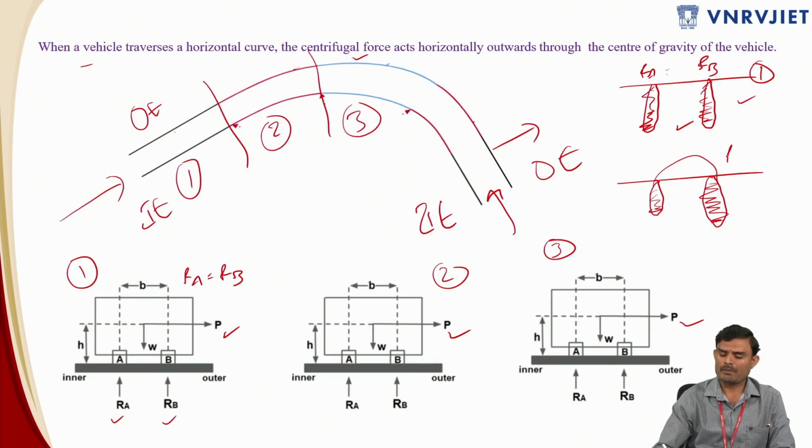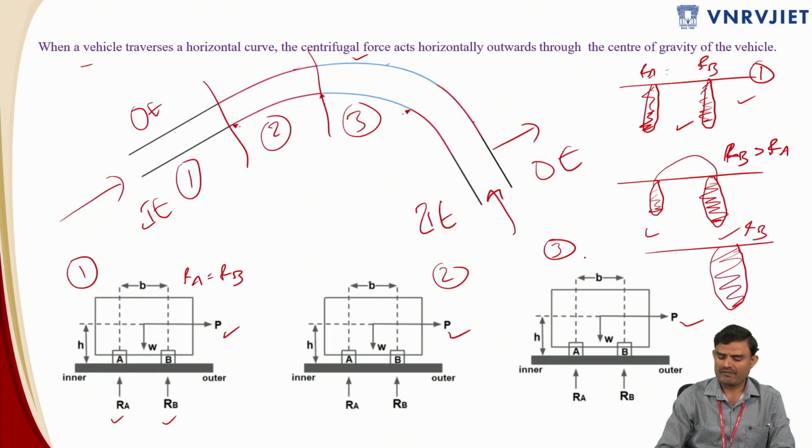But in this case, RB is greater than RA, or RA is less than RB, which means nothing but you have entered into the curve portion. So that is why there is a shift of pressure from the inner tire to the outer tire, or inner wheel to outer wheel. And when you enter this third portion, that is the circular portion, you are going to have a complete shift. Approximately RA is equal to 0 and the complete pressure will be shifted to RB. So this is my RB.